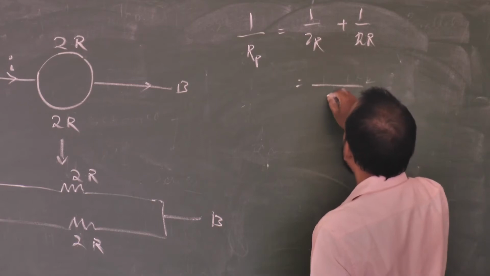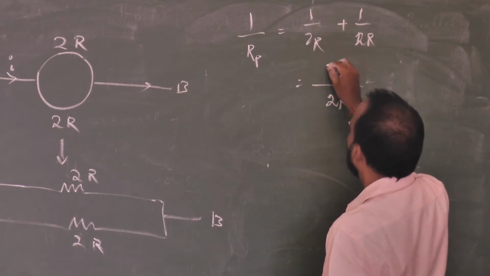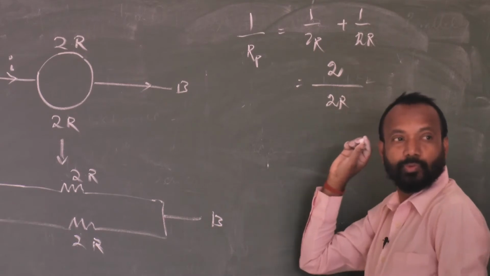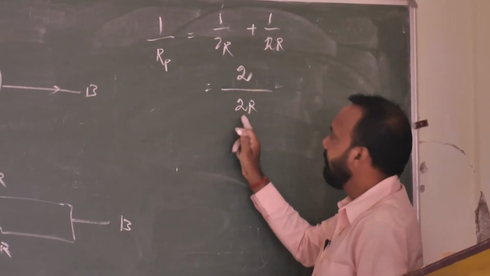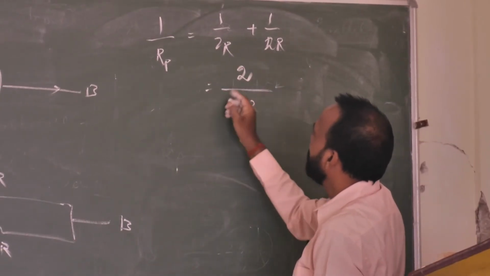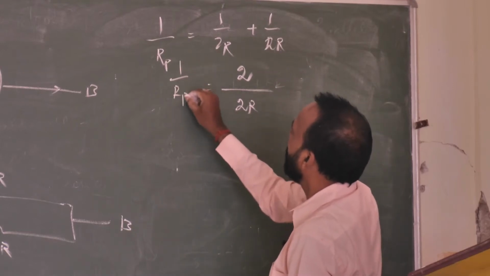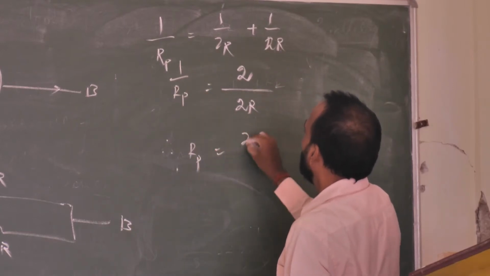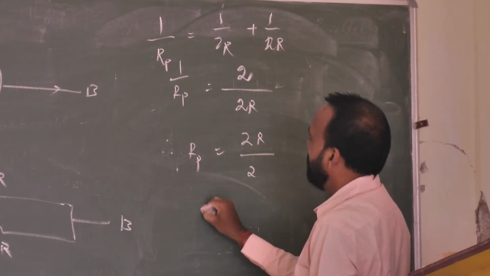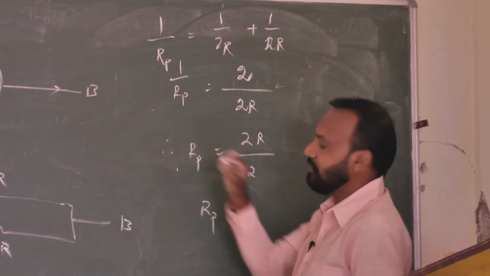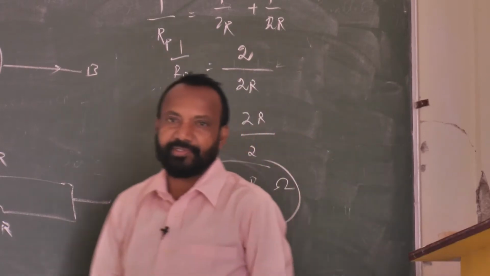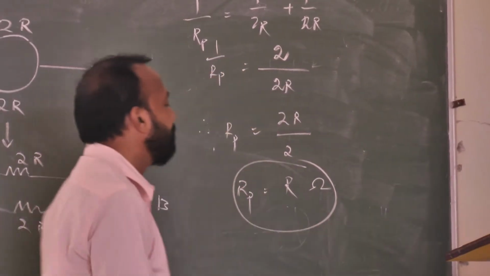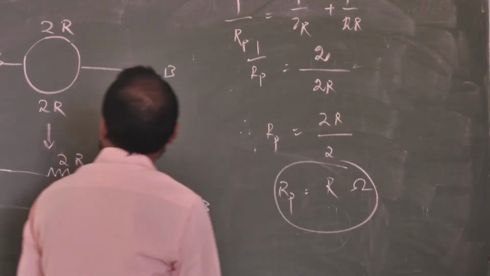2R will be the LCM. This is how much? 2 by 2R. This is 1 by RP. Therefore, RP is equal to 2R by 2. 2 cancels. So the effective resistance in the parallel condition of this case is R. So R is the answer for this. So next, you understood? Okay.